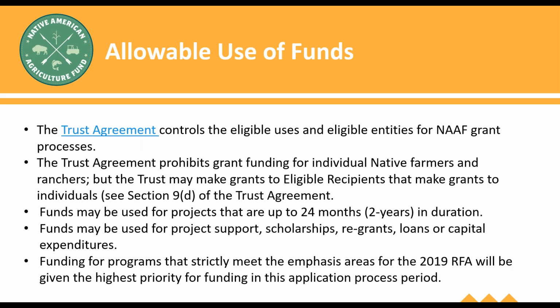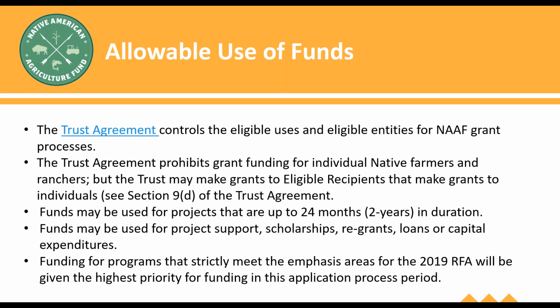Again, the trust agreement controls the eligible uses and eligible entities for NAAF grant-making purposes. It prohibits, in a very specific section, grant funding for individual farmers and ranchers. What that means is NAAF itself cannot provide an individual grant to an individual Native farmer or rancher. But the trust can make grants to eligible organizations, eligible entities, eligible recipients that then in turn make grants to those individuals. And the same applies for our lending issues.